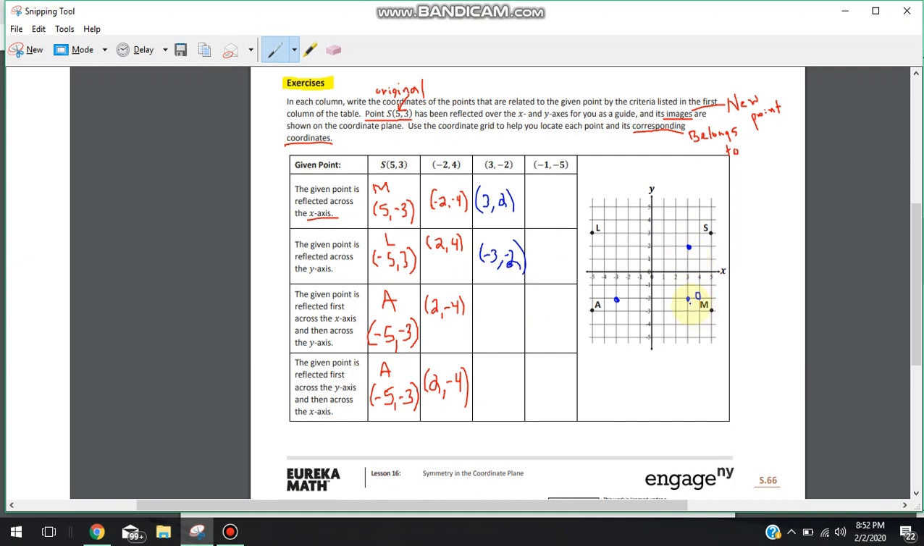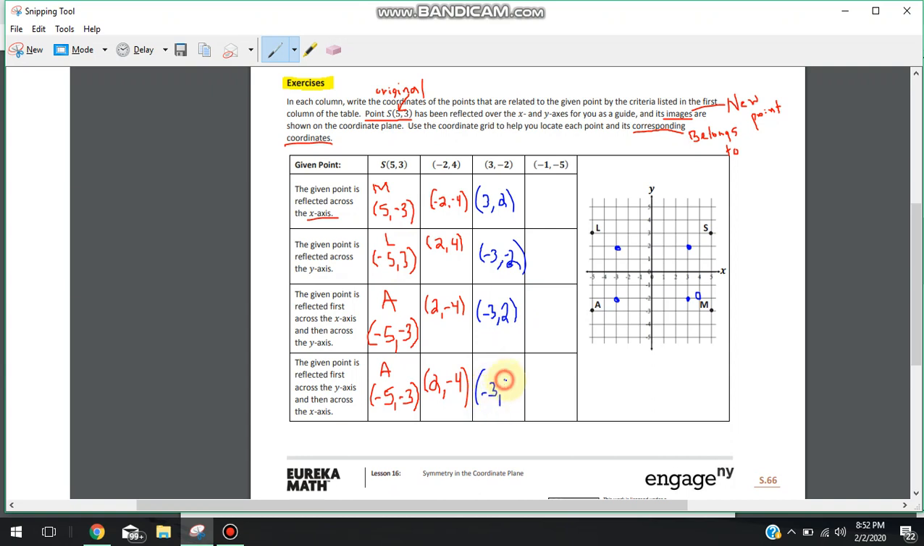Again, so this is my original point. I'm going to reflect over the x-axis and then the y. So if I reflect over the x-axis, I would be here. And then if I reflect over the y-axis, I'll be somewhere over here. So 1, 2, 3 away from the y-axis. So 1, 2, 3. I'll be right here. And I'm at -3, 2.